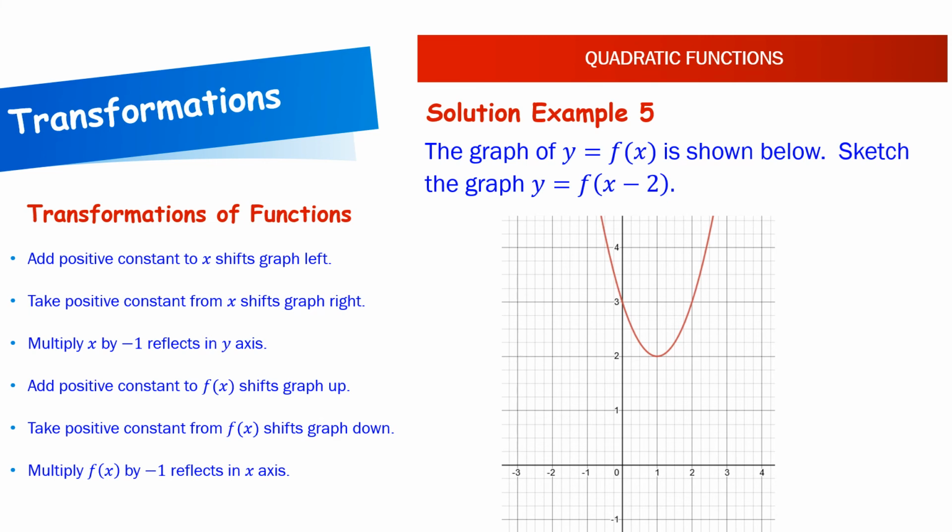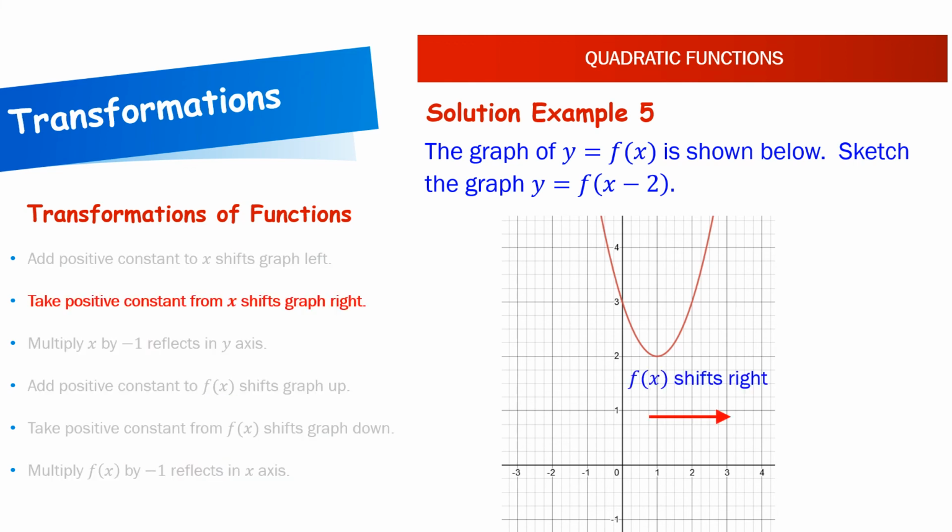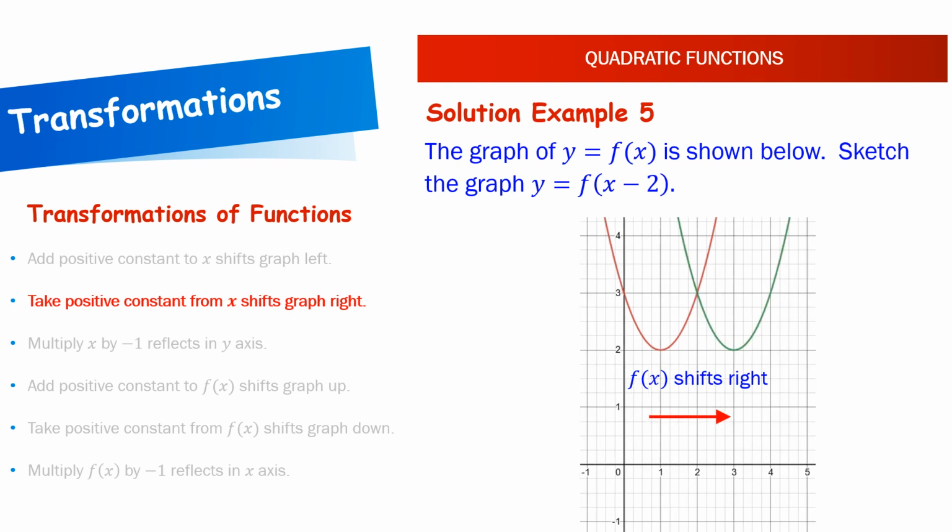So let's solve this. In this example, we have a sketch of y equals f of x, and we are required to sketch the graph of y equals f of x minus 2. What we've done is taken a positive constant from x. And therefore, since we've taken a positive constant from x, the graph is going to shift right by 2. And therefore our new graph looks something like the one you can see on your screen.